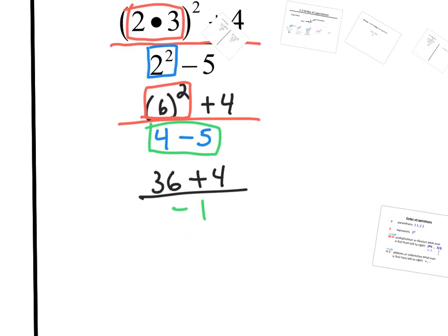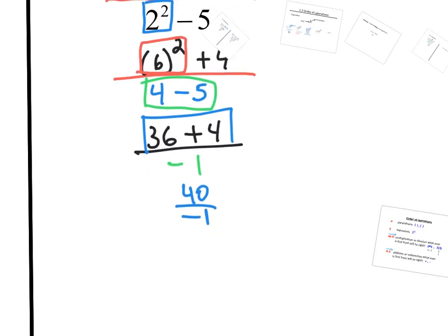On the top, you can add. You guys have 36 plus 4, 40. On the bottom, you only have a negative 1. You guys cannot do anything else, so there's a negative. You must simplify every fraction you guys see. You can actually simplify this one. 40 divided by negative 1, that's going to be negative 40. So there's my answer. Remember to simplify fractions if you can all the time.